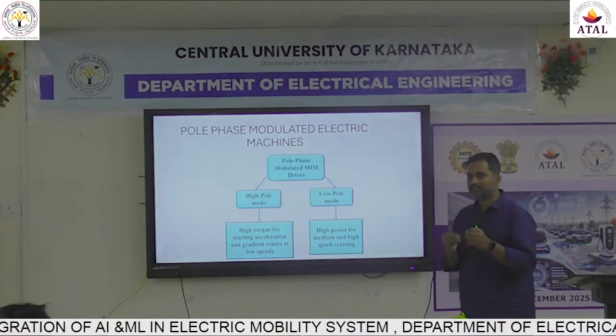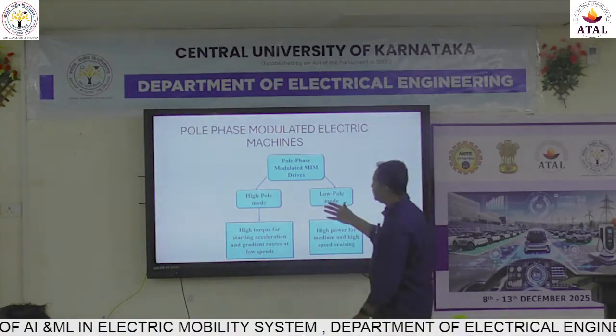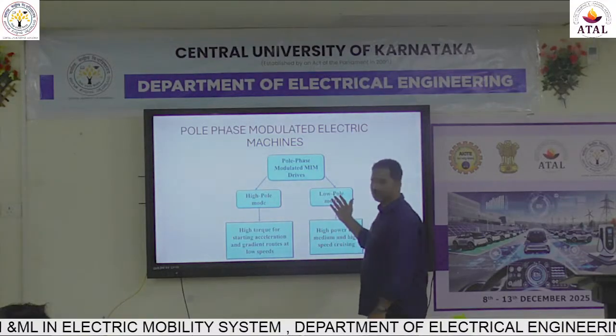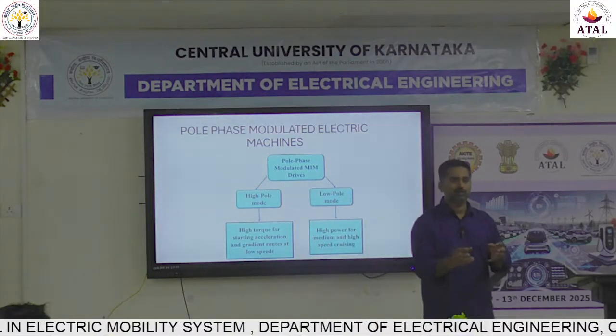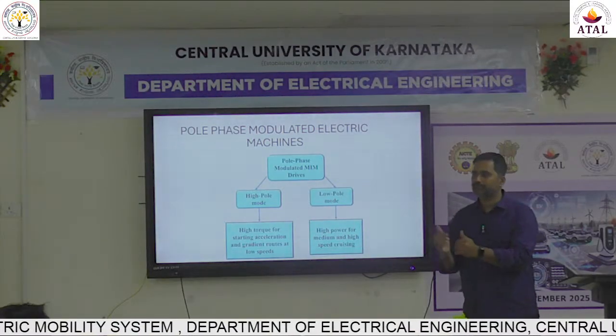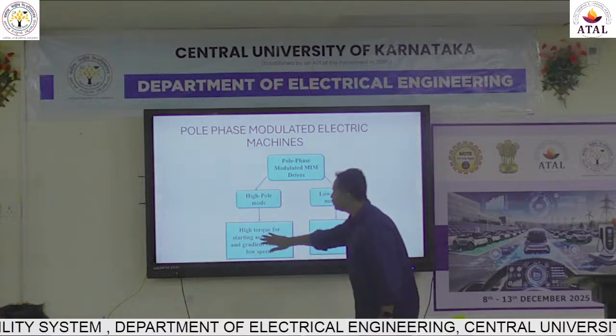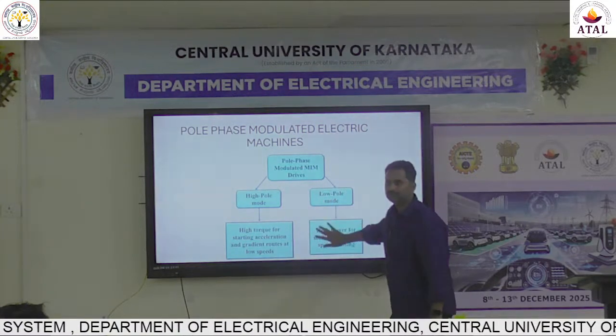So here the same motor, because this is a known concept for us from a long time back. Sometimes I will have a high pole and sometimes I will have a low pole. I will try to modulate the same motor. Sometimes it will have higher poles, sometimes low poles. What is the advantage of it? When I have high poles, I am going to get high torque. When low poles, low torque.